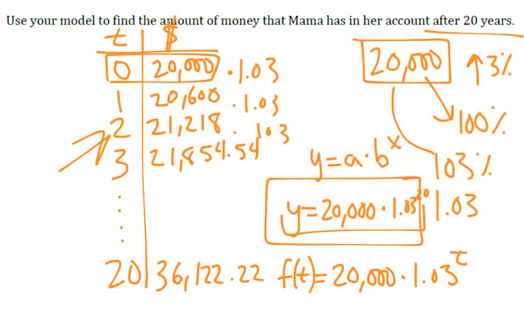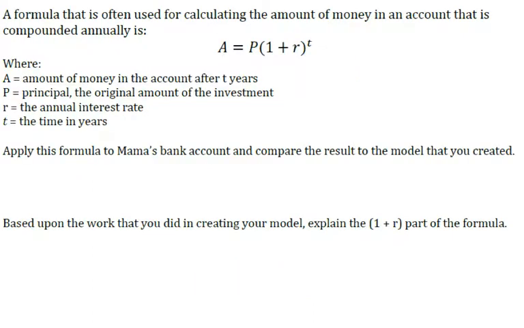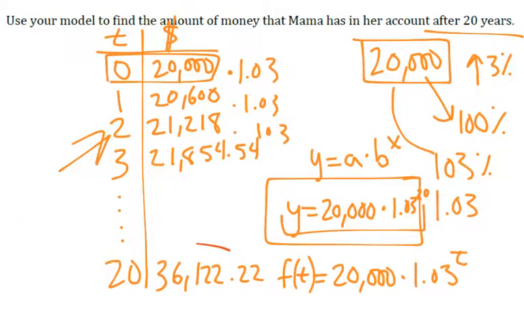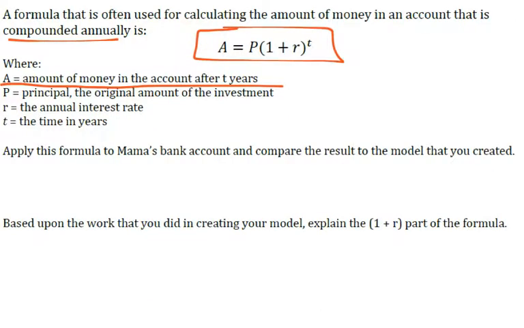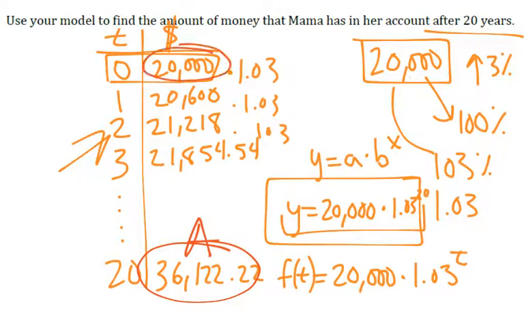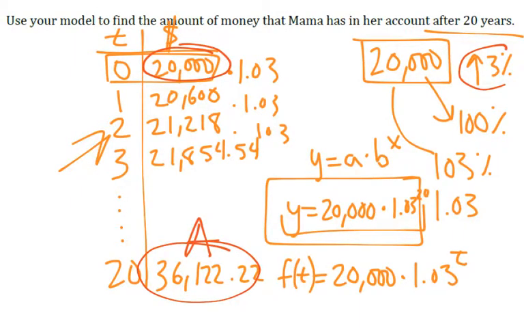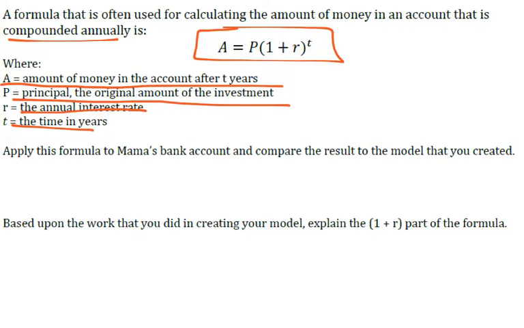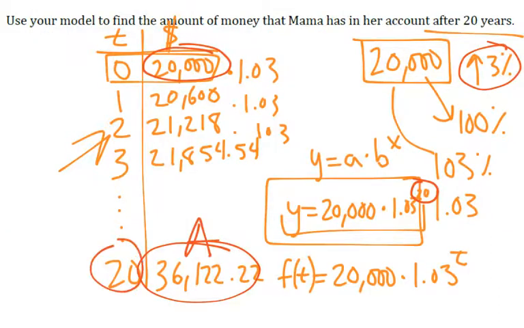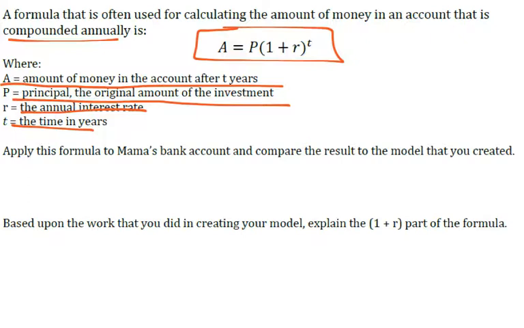Alright, so now let's take a look at the next part. The next one says we have this formula that we use to calculate the amount of money when it's compounded annually. It's right here: A equals P times 1 plus r to the t. A is the amount of money in the account, so that would be this amount. P is the principal, the word for the first number that we start out with. That was this number, 20,000. r is the interest rate. That was the 3%. And t is time in years, which was 20. So that's how all those pieces tie together.